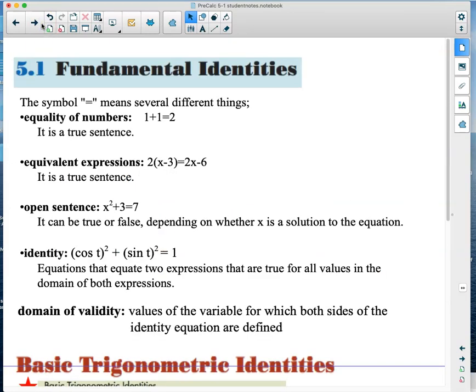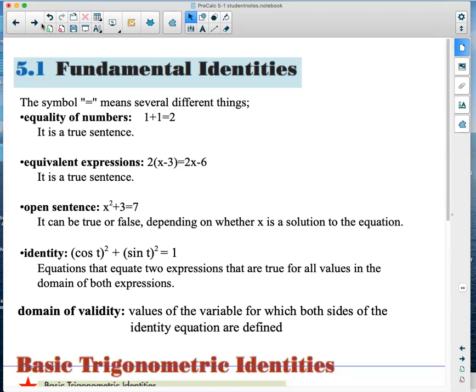So we have fundamental identities, the basis for what we're doing in trig. And as we look at this, I hope some of this is kind of a duh moment for you where you go, well, yeah. So the symbol equals. It does mean several things. I mean, it does say equality of numbers. We all know 1 + 1 is in fact 2, and 2 does equal 2. So if they're equal, their numerical value is the same, it's a true sentence, that's equality of numbers.